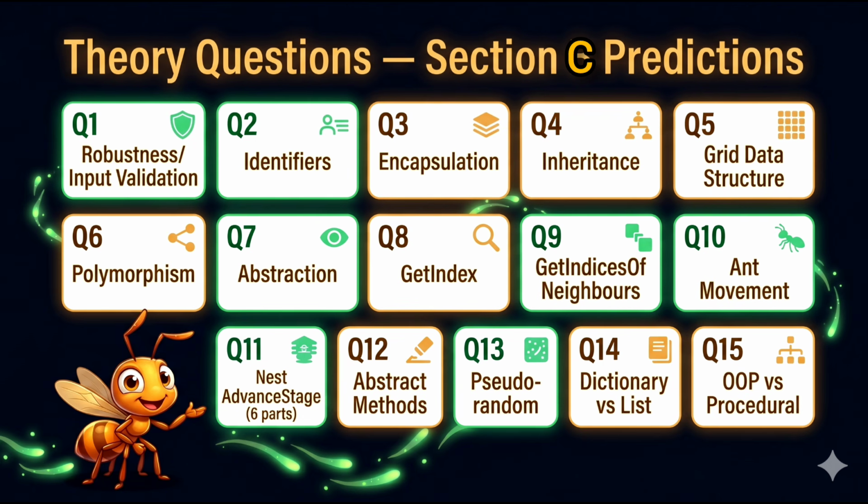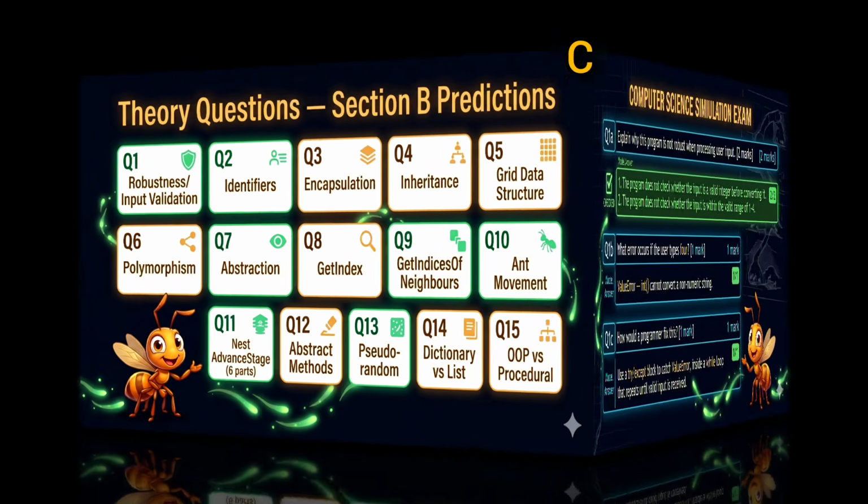Question 11 is the main one about the nest advanced stage with 6 parts. Question 12 about abstract methods. Question 13 about pseudo-random numbers. Question 14 is a dictionary versus list question. And question 15 is OOP versus procedural programming. I list the topics for each question just in case you want to revise the topic and then treat this document as a mock assessment.